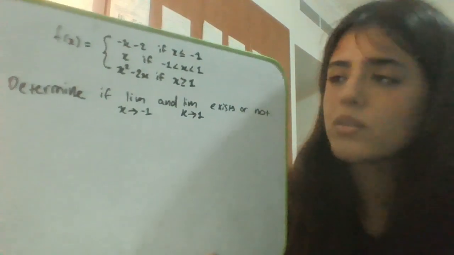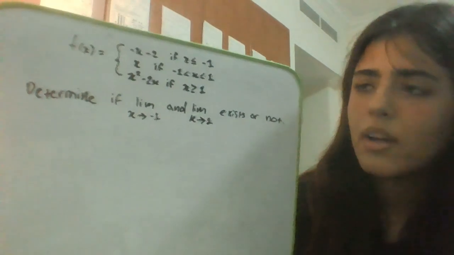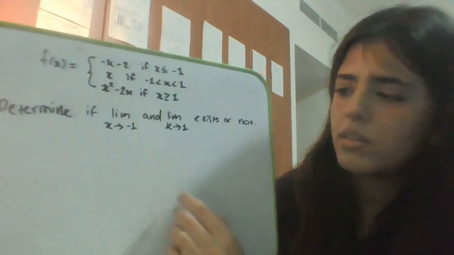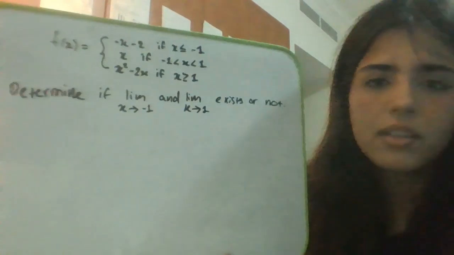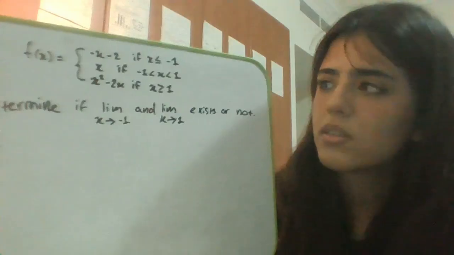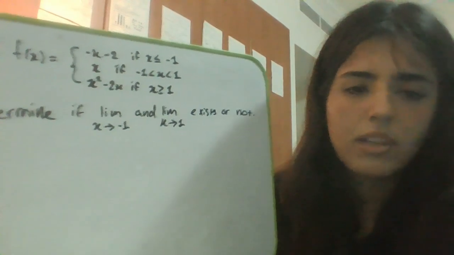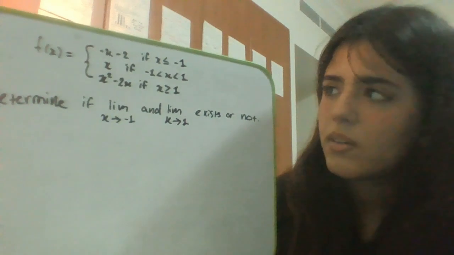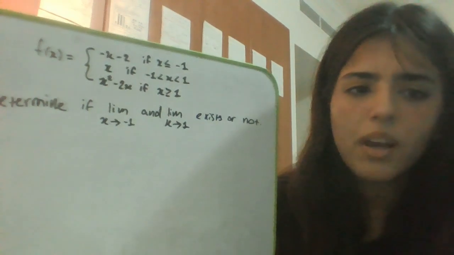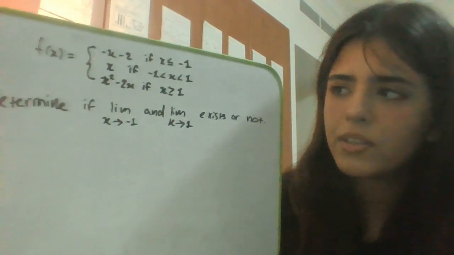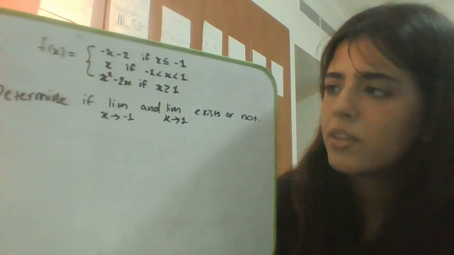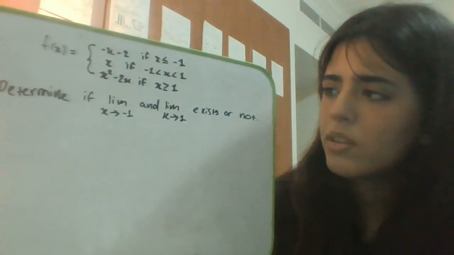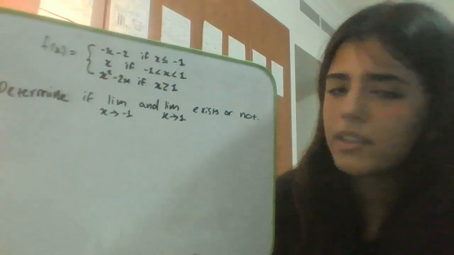Okay guys, so here is our second example, and in this one we have three equations, and that won't matter much because I'll show you how to do it. So in this one we have two values. We have -1 and 1, and we need to find the left and right limit for each. It's asking, determine if the limit when x approaches -1 and when x approaches 1 exists or not.